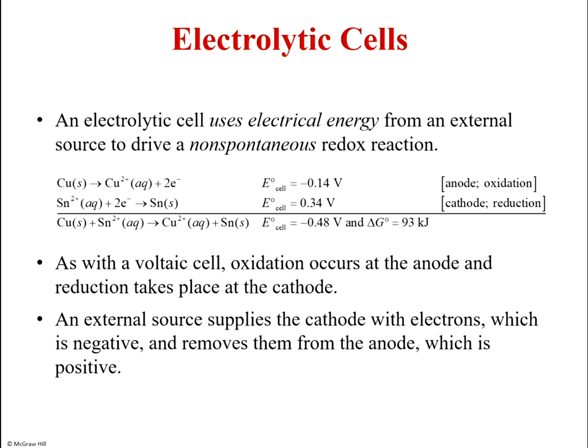Now, as with the voltaic cell, oxidation still occurs at the anode and reduction takes place at the cathode. But in this case, an external source supplies the cathode with electrons, which is now negatively charged, and removes them from the anode, which is positively charged.